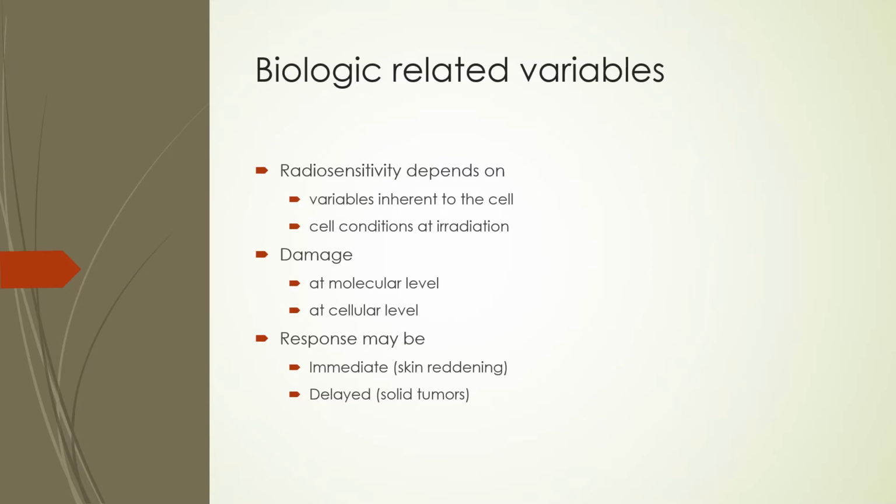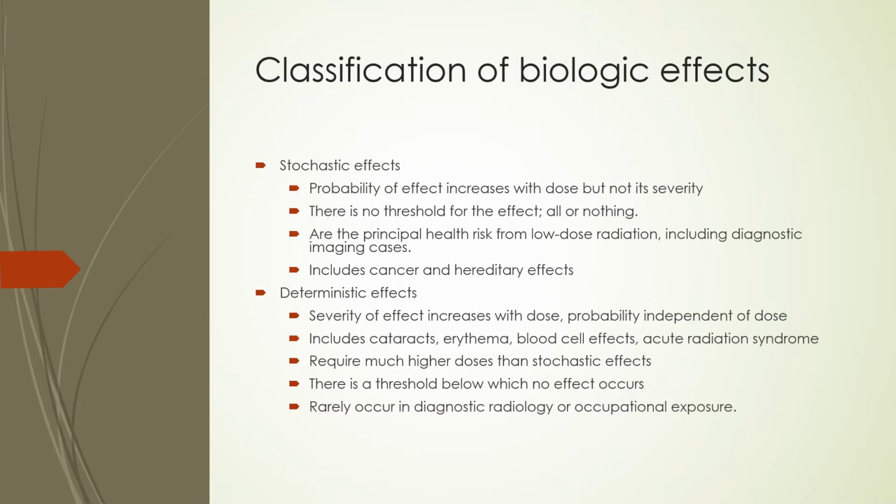So once we start observing biological effects, the next task is to classify these effects. Let's look next at how we classify biological effects. There are two types of biological effects. We can first look at what are called stochastic effects. The word stochastic refers to chance or probability.